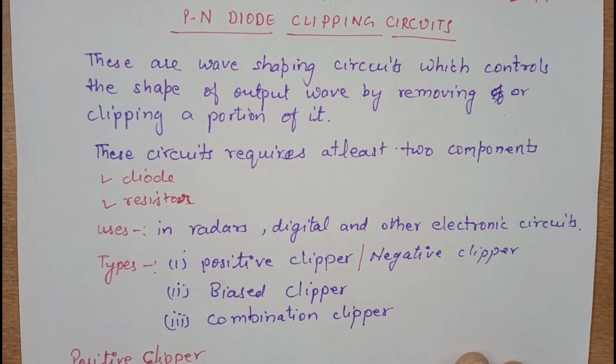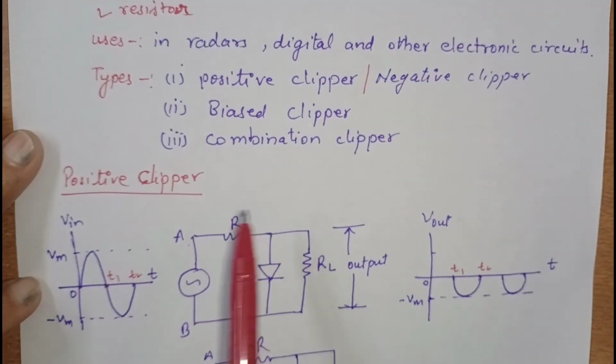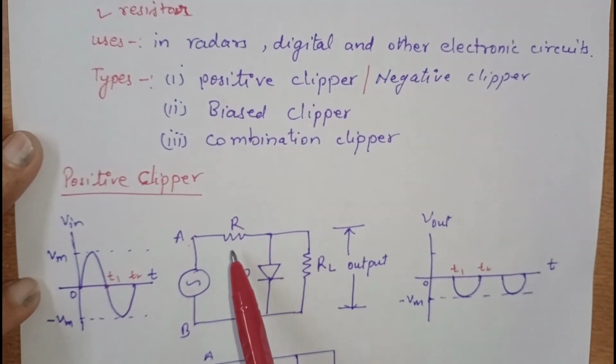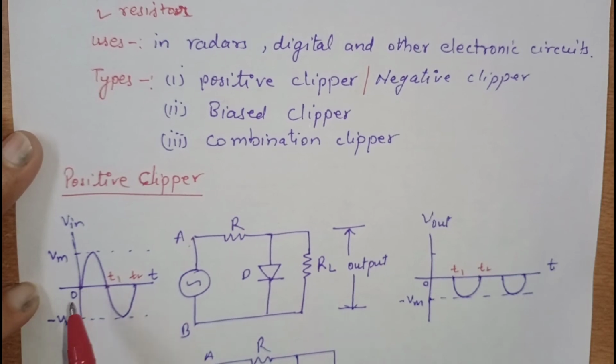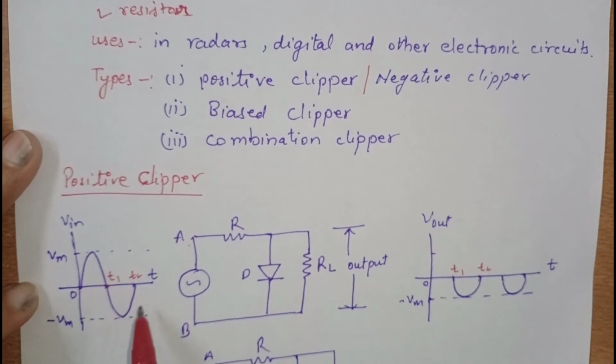Basically, these are of three types: positive clipper, negative clipper, and biased clipper, and combination clipper. First, I will explain the positive clipper. In this circuit, we have used a resistance R, a diode D, and a resistance RL across which we are taking the output waveform. In this circuit, we will remove the positive half cycle of this input signal. This is a sine wave. We will remove this portion from 0 to T1, and at the output we will get only the negative half cycle.